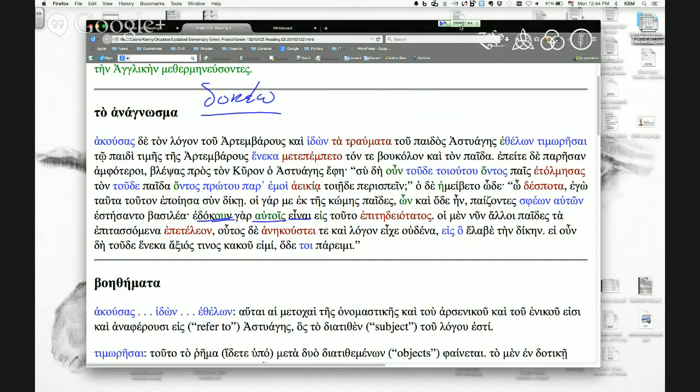Autois. For them. To, by, or for them. Okay. To be. Epitedeiotatos. Suitable, but not just suitable, but the tatos ending. Most suitable. Okay, this is a superlative. Most suitable. Okay. Eis touto.